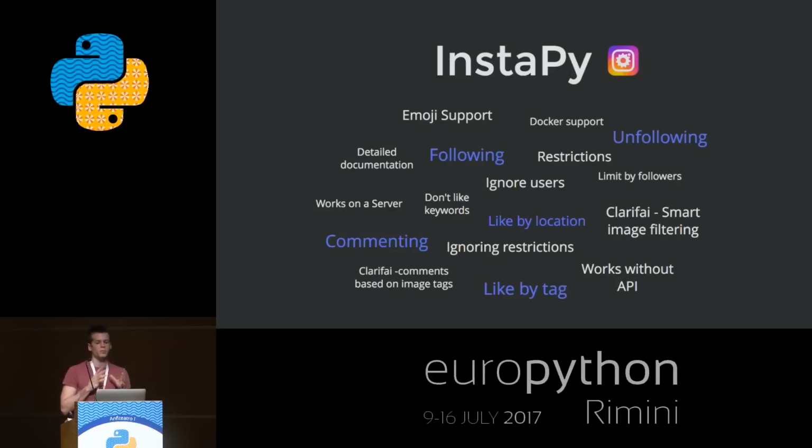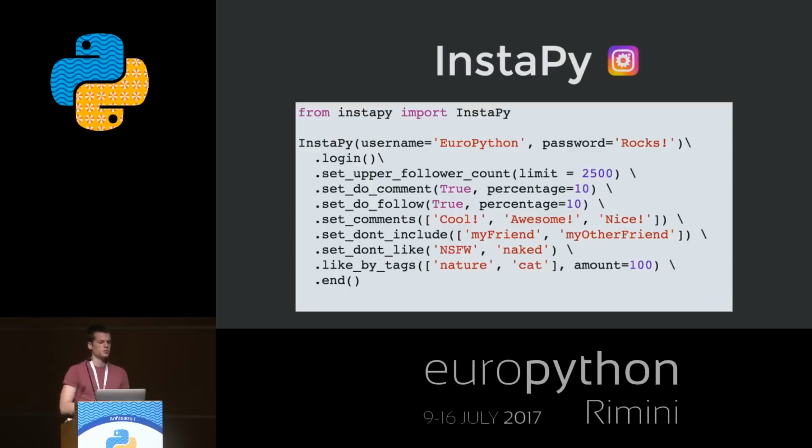And one interesting thing is Clarifai. I don't know how many of you know Clarifai, but it's a smart image recognition API. And with it, you can make sure that you don't like any not safe for work stuff or inappropriate stuff, or maybe you're from some country and you don't want to like nude stuff, it depends on your preferences, and you can really make sure that the pictures you comment on and the people you follow are not some kind of weirdos here.